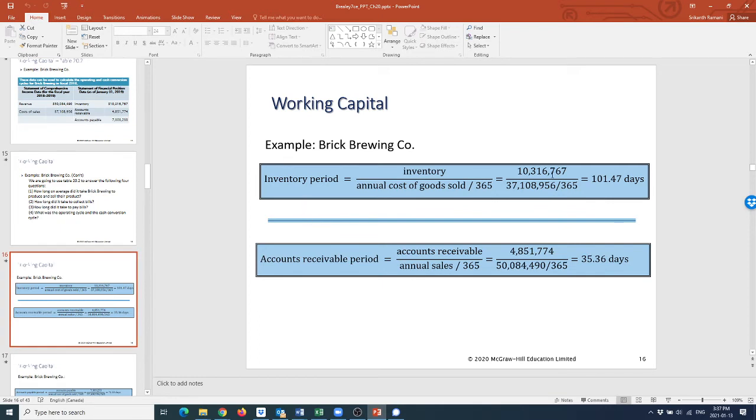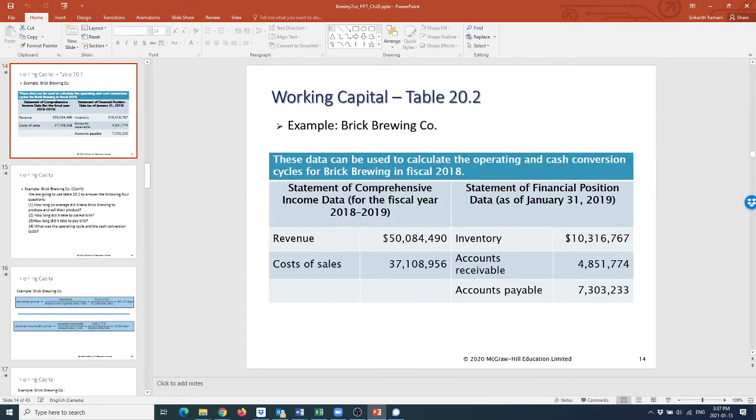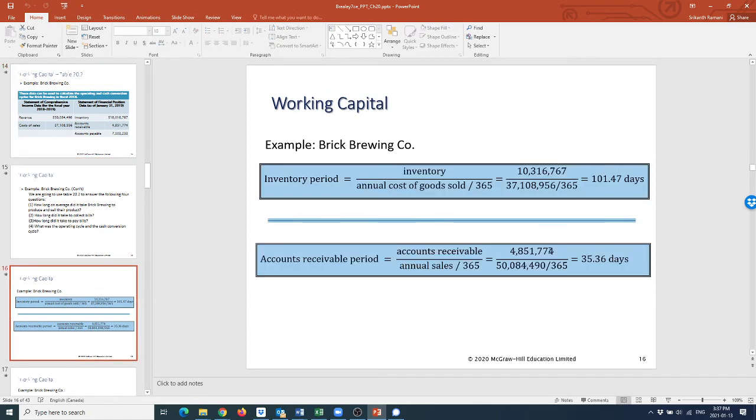So let's do the inventory period first. What is the inventory period? Inventory is given to you, cost of sales is given to you, and it easily works out to 101 days. The average good sits in your warehouse or whatever storage for around 100 days, which is fairly high. Accounts receivable is found out similarly.